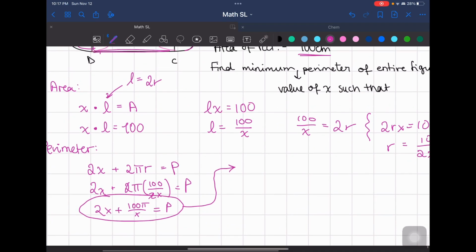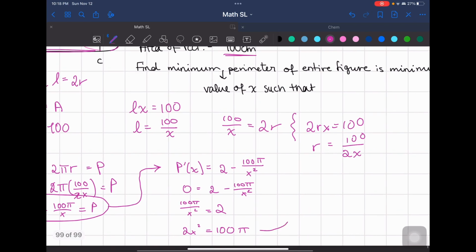Using the rules of derivatives, we can just know that if we want to do P prime of x, we're going to get 2 minus 100 pi over x squared. And from that, we can set this to 0 and find the minimum. So let's do 100 pi over x squared equals 2. And we can cross multiply and we're going to get 2x squared equals 100 pi.